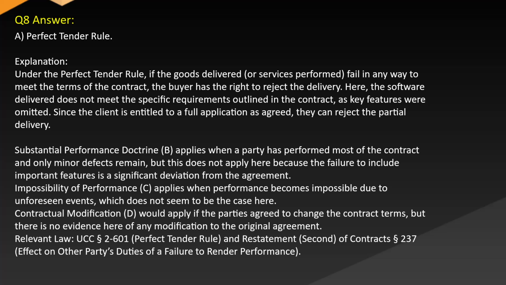B. Substantial performance doctrine. Applies when a party has performed most of the contract and only minor defects remain, but this does not apply here because the failure to include important features is a significant deviation from the agreement. C. Impossibility of performance. Applies when performance becomes impossible due to unforeseen events, which does not seem to be the case here. D. Contractual modification. Would apply if the parties agreed to change the contract terms, but there is no evidence here of any modification to the original agreement. Relevant law: UCC SS 2-601, perfect tender rule, and Restatement (Second) of Contracts SS 237, effect on other party's duties of failure to render performance.